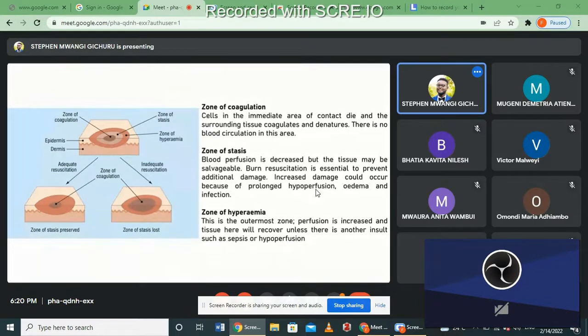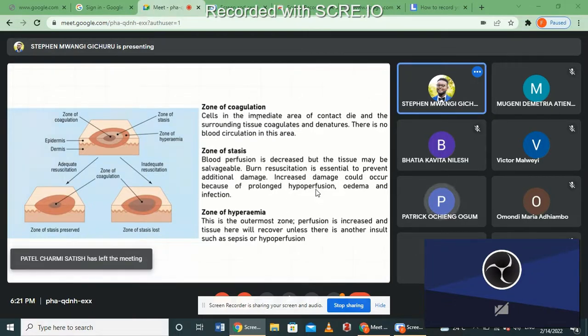Let me just, I think it's there, but Patrick Ochiem, do you mind telling us, explaining what either one of these is, starting with the zone of coagulation? Patrick Ochiem? Can I just read? No. I have to see whether you understood.